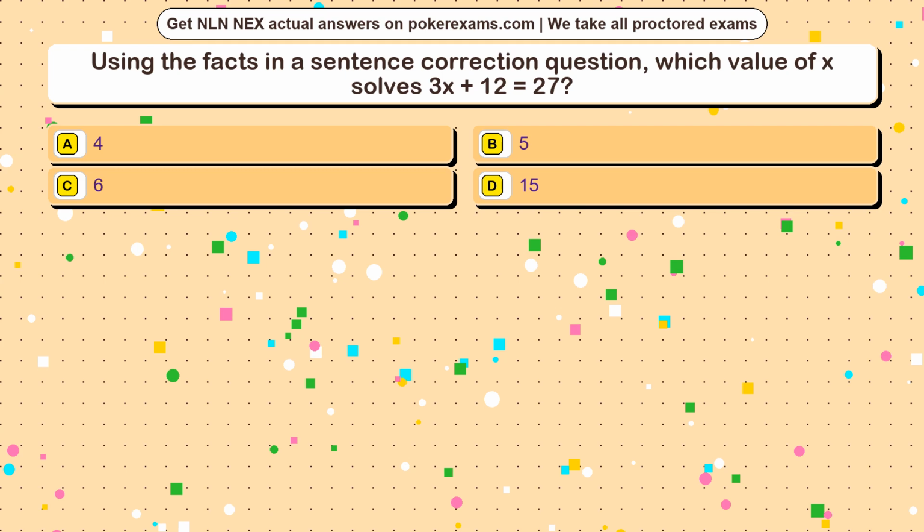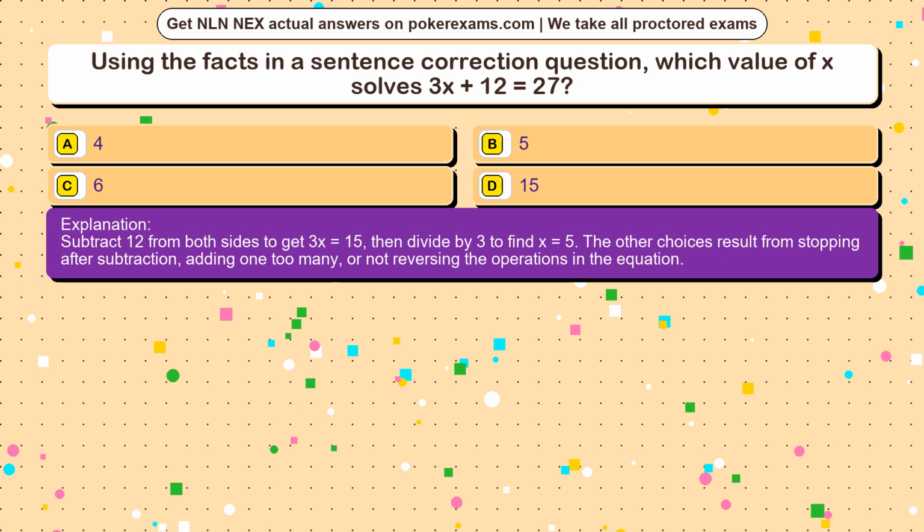The correct answer is option. Subtract 12 from both sides to get 3x = 15, then divide by 3 to find x = 5. The other choices result from stopping after subtraction, adding one too many, or not reversing the operations in the equation.